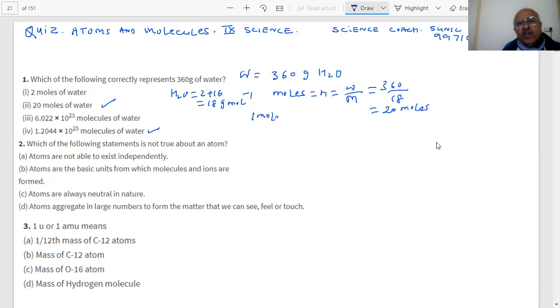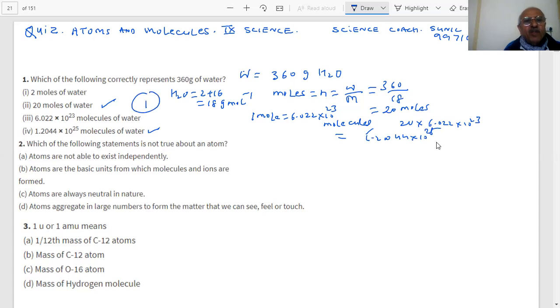1 mole is equal to, students, 6.022 into 10 power 23 molecules. So Avogadro's number, then 20 into 6.022 into 10 power 23. So what do you get? This value is also correct: 1.2044 into 10 power 25. So your answer is absolutely right. There are two correct answers in this, students. You can do it so fast. Very good, very good. Next question on the screen.